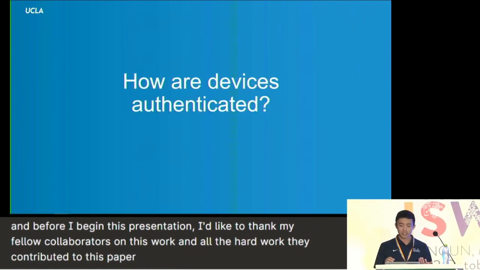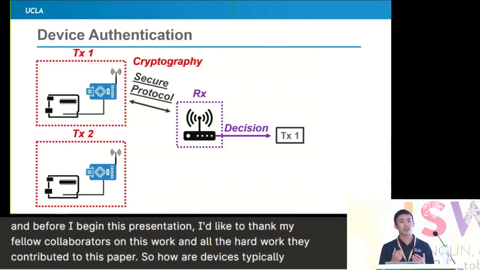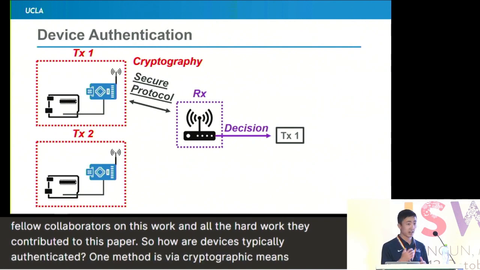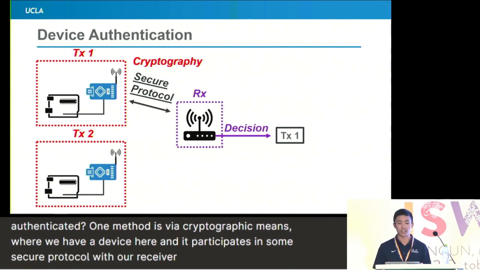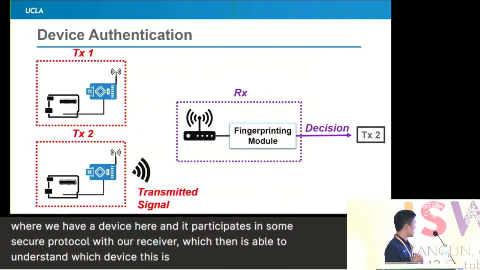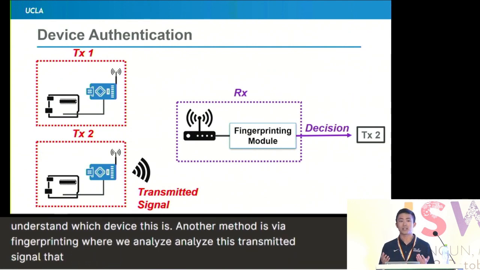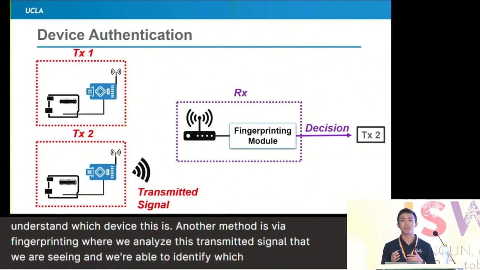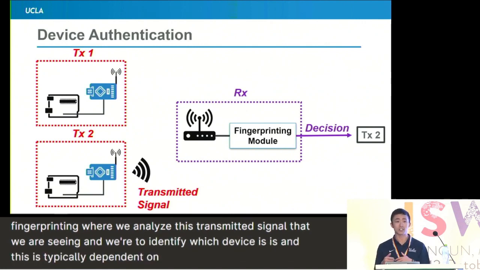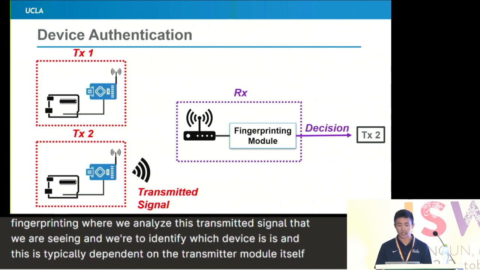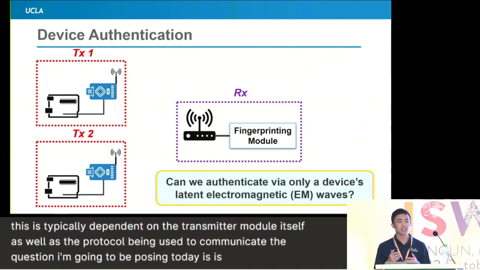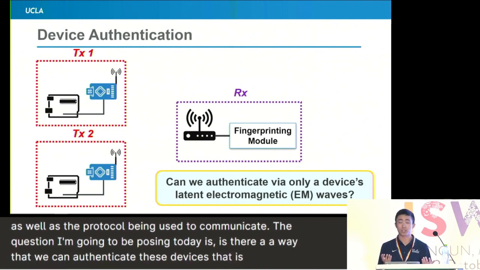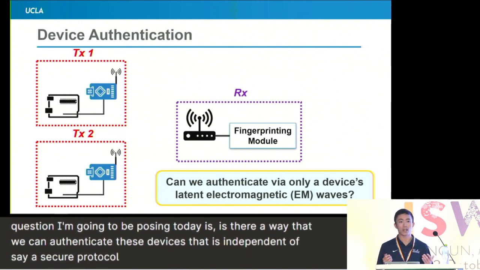So how are devices typically authenticated? One method is via cryptographic means, where we have a device here and it participates in some secure protocol with our receiver, which then is able to understand which device this is. Another method is via fingerprinting, where we analyze the transmitted signal that we are seeing, and then we're able to identify which device this is. This is typically dependent on the transmitter module itself, as well as the protocol being used to communicate. The question I'm going to be posing today is: is there a way that we can authenticate these devices that is independent of, say, a secure protocol or the transmitter module and protocol?